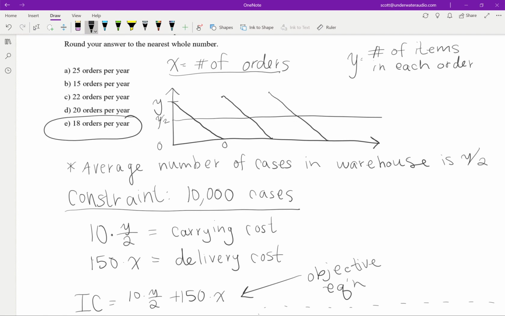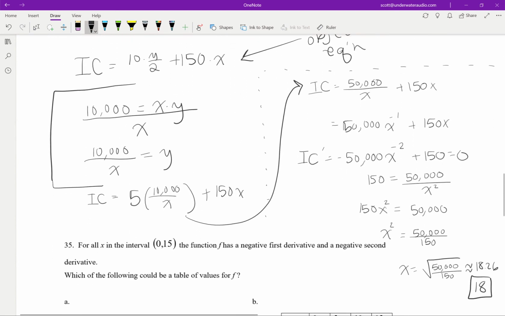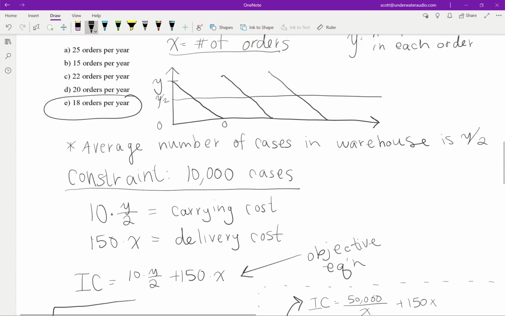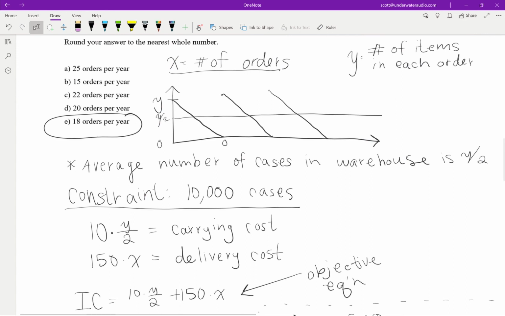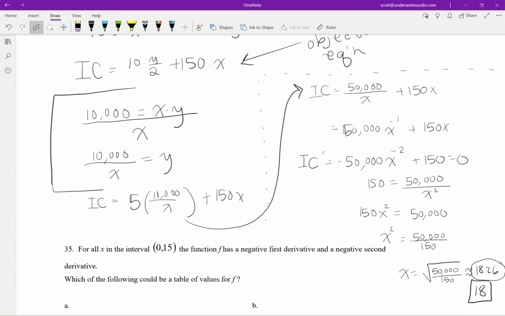So I want to go back and mention that because I said it in passing, but it's actually pretty important. So when I put it into my calculator, I got 18.26, but in this case, it doesn't make sense to have a decimal because x represents the number of orders, so you can't have like half of an order. That would kind of defeat the purpose of the whole problem. So I just rounded to the nearest whole number, which was 18.